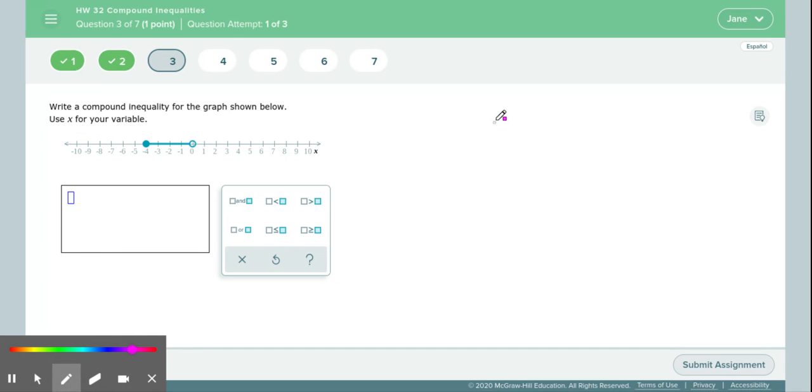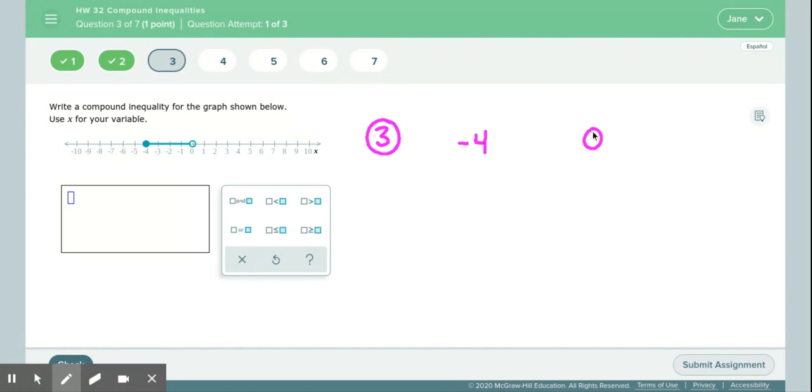Question number 3 is basically the reverse of question number 2. This time the graph has been provided, and now I need to make an inequality that represents the graph. So notice that there are 2 boundaries. I have a boundary point at -4 and at 0. So I'm going to go ahead and put down -4, and I'm going to write down 0.